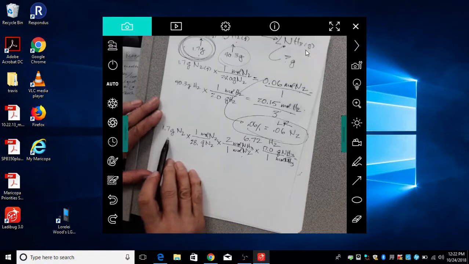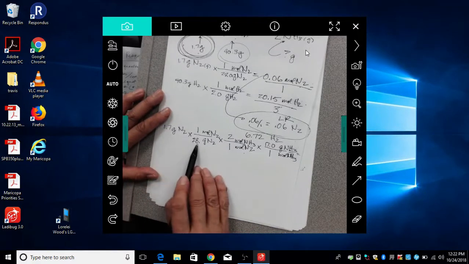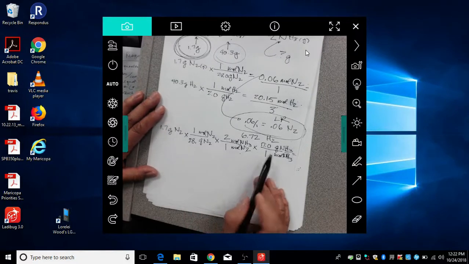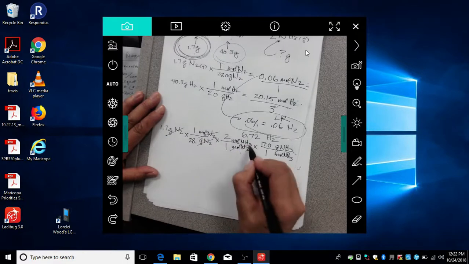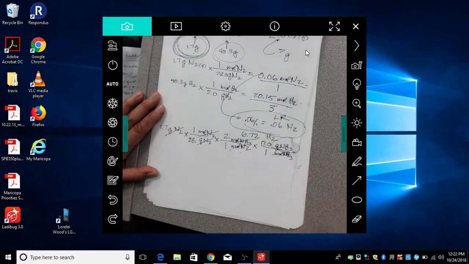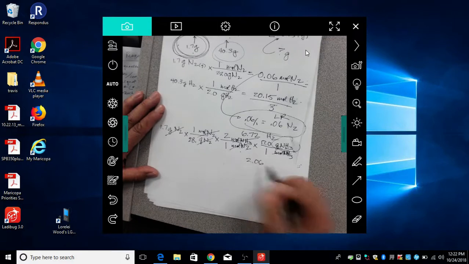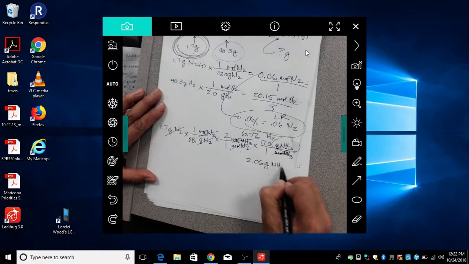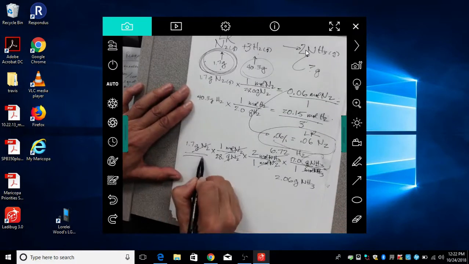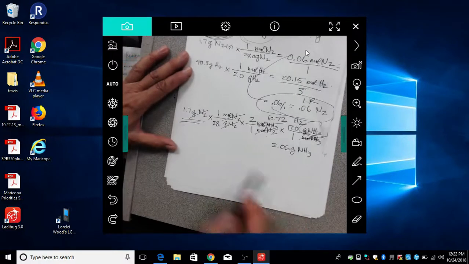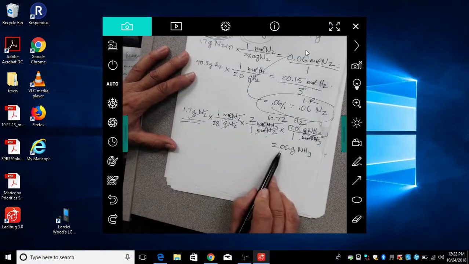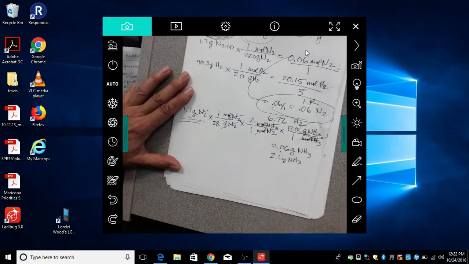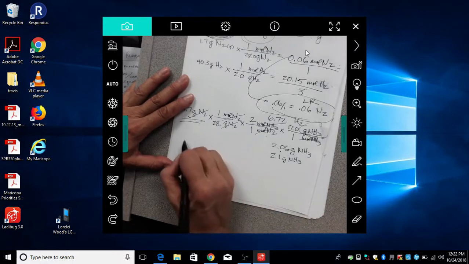All right, somebody with a calculator. What's 1.7 divided by 28, enter, times 2, enter, times 17, and what are my units here? Grams of NH3. All right, let's think about sig figs. Remember, the initial information in the problem is what I'm going to base my sig figs on. How many sig figs are there? 2. So what should I round that to? 2.1 grams of NH3.